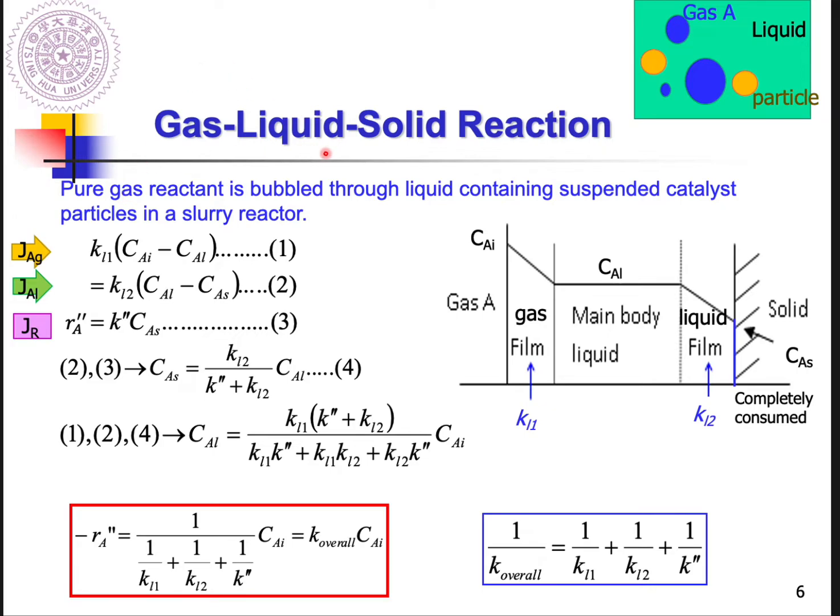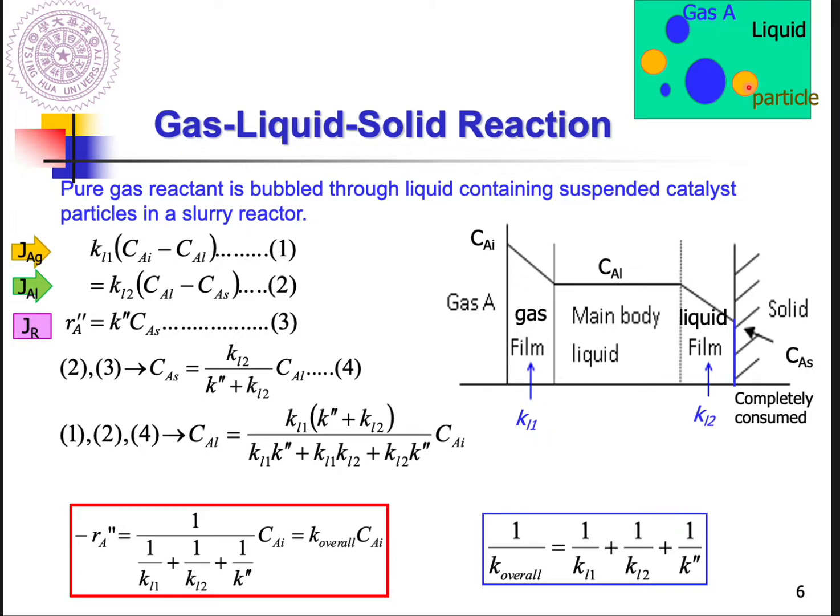Okay, so in what kind of situation will this belong to gas, liquid, solid reactions? So here what we give to you is a pure gas reactant bubbling through liquid containing suspended catalyst particles in a slurry reactor. So what we have is a liquid, and reactant A, gas A, is bubbling through this liquid, and inside this liquid we have the catalyst particles.